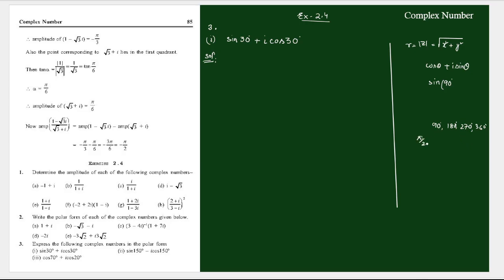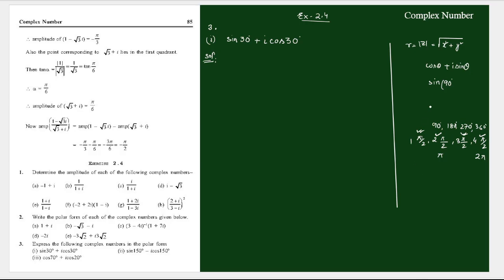Pi by 2. This is 2 pi by 2, that means pi. This is 3 times pi by 2, and this is 4 times pi by 2. Now if you cancel, here you will get pi, and this one you will get 2 pi. This is 1 pi, 2 pi, 3 pi, 4 pi. These two are the even and this is the odd.